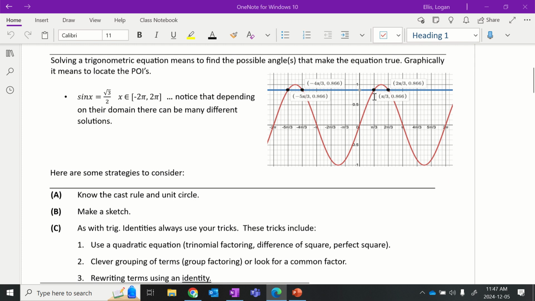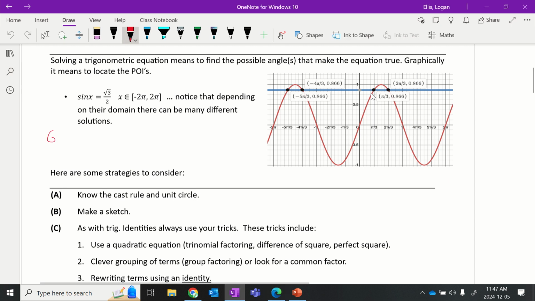So if you were to solve this, sine x equals root 3 over 2, using your CAST rule you could get an exact value of pi over 3. Sine pi over 3 is root 3 over 2. There are many solutions, and you can see in the first quadrant, in quadrant 1, you would get pi over 3.